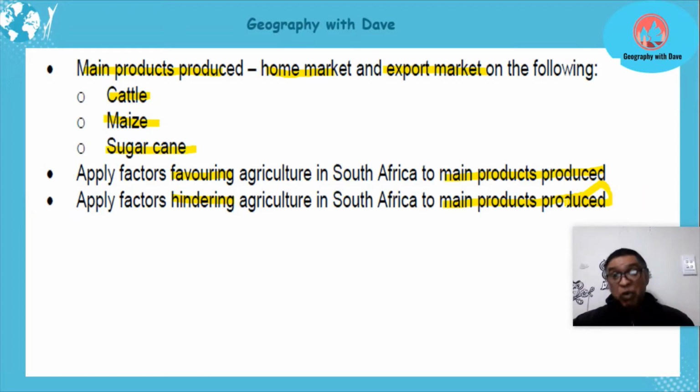So my apologies for using up your data, that I may repeat things, but the difference is I will use different examples which are specific to either cattle, maize, or sugarcane. And that is why I'll go over them each time. So my apologies again for data usage, but it's necessary. Okay, learners, let's go further.